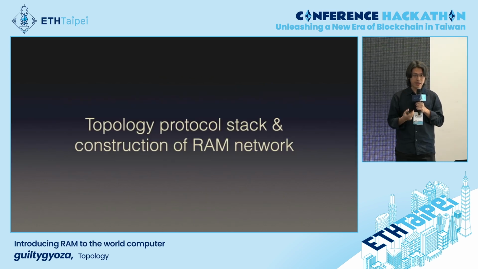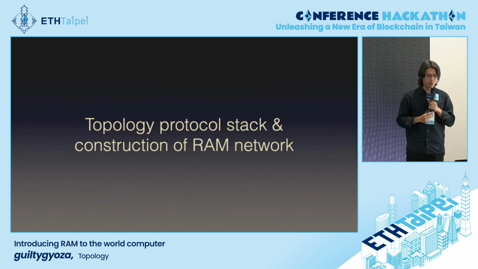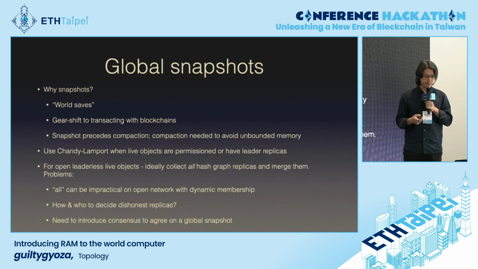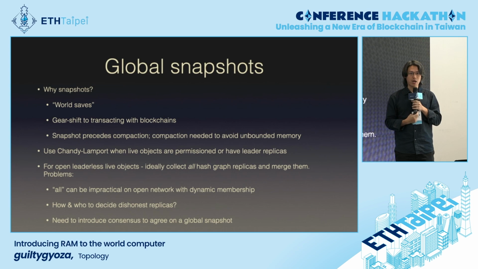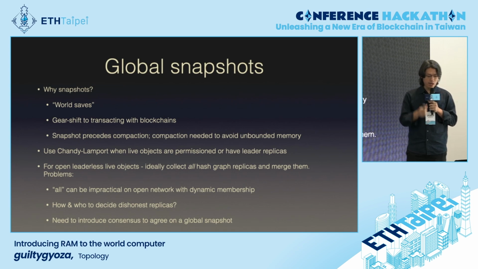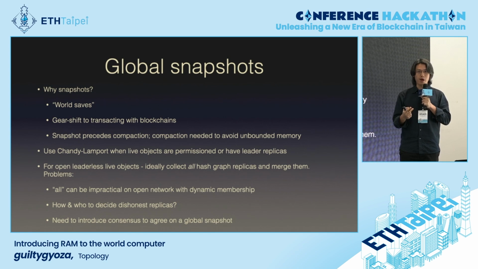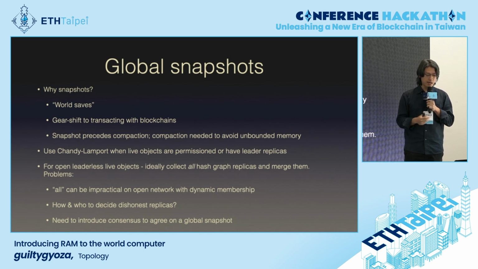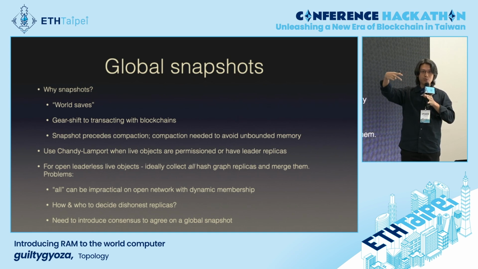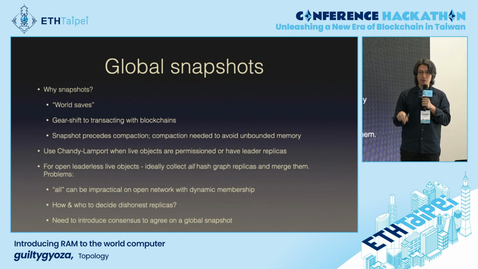So we have talked about the basics of live objects and how they interact. Now we're ready to talk about some intuitions behind how we may construct a protocol stack. So we have to start with global snapshots. We can talk about why. For example, if you play games, you will want to periodically save your game. So saving a game is a snapshot of the state. Second, for these asynchronous objects to gear shift and transact with the blockchain, you have to take a snapshot of it. And then you will commit transactions on the blockchain, because transactions on the blockchain are irreversible.